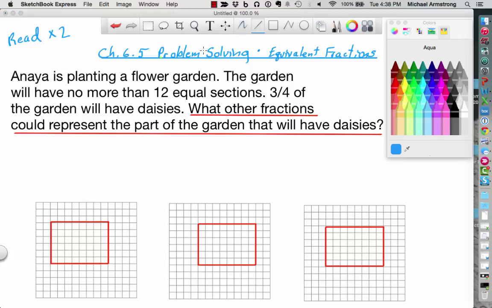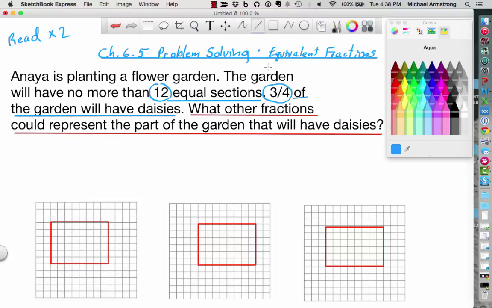Let's do that. Anya is planting a flower garden. The garden will have no more than 12 equal sections. Anytime you see a number, it could be that that number is important, so I like to circle it or underline a little section next to it. This garden will have no more than 12 equal sections. And then here's another number: 3/4 of the garden will have daisies.